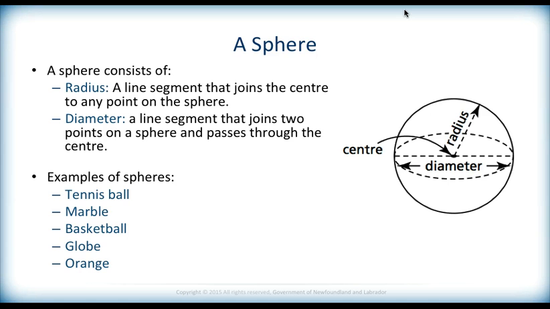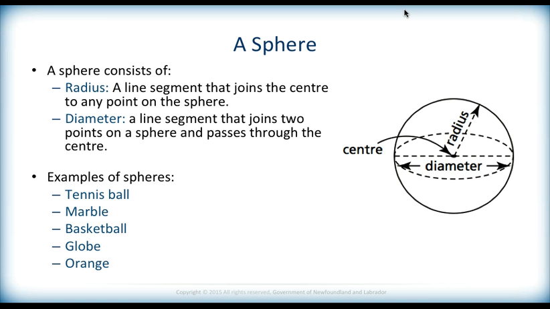A sphere consists of two components. First, the radius. The radius is a line segment that joins the center to any point on the sphere. The diameter is a line segment that joins 2 points on a sphere and passes through the center. The radius and diameter of a sphere are very similar to those of the two-dimensional circle. The radius will extend from the center to one side of the sphere, while the diameter crosses through the center and passes through both sides of your sphere.